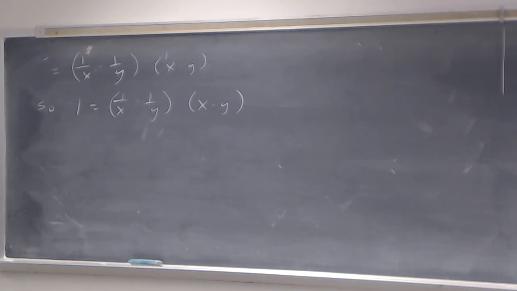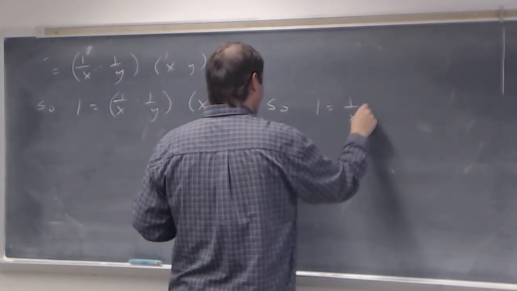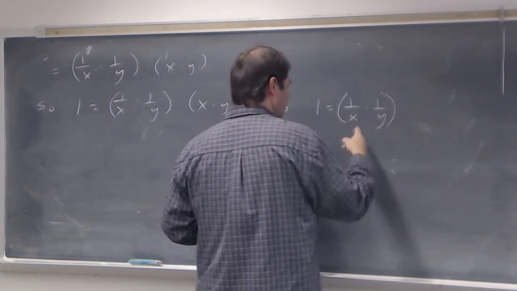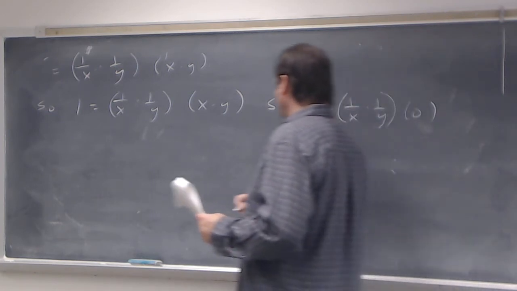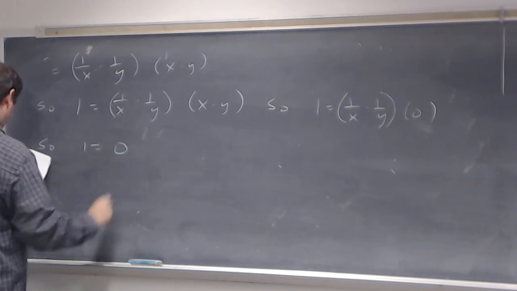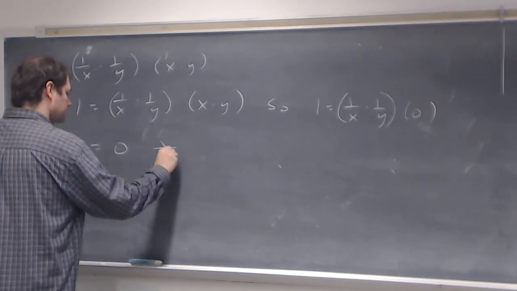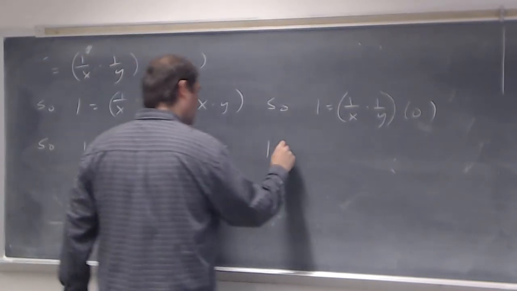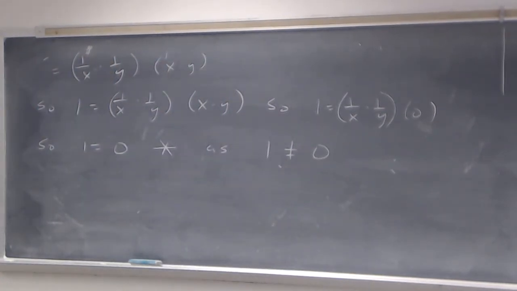Now we're assuming x times y, in this case, equals 0. So we have 1 is equal to 1 over x times 1 over y, that's some element in our field, times 0. But we know something times 0 is 0. So 1 equals 0. But that's a contradiction, as 1 is not 0.